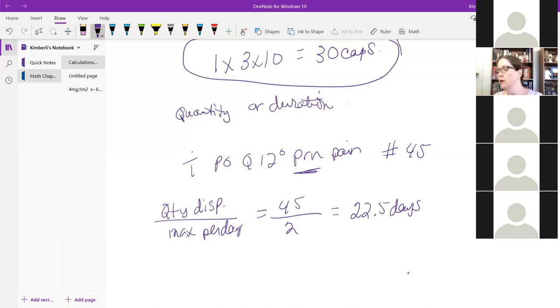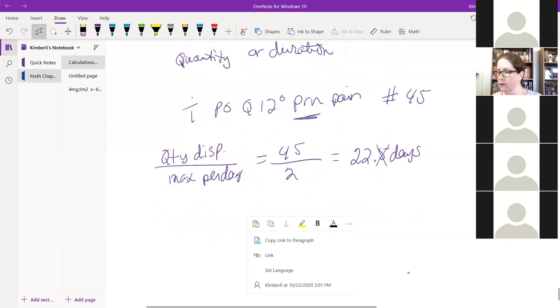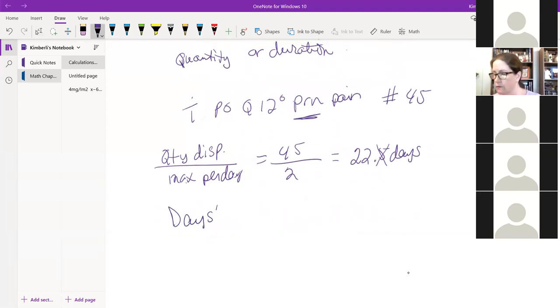So day supply, you always round down. Okay? We always round down. Because it's not going to last 23 days. If you count 23 days as 24, as a day is 24 hours, okay? They're going to miss one dose. So always round down.